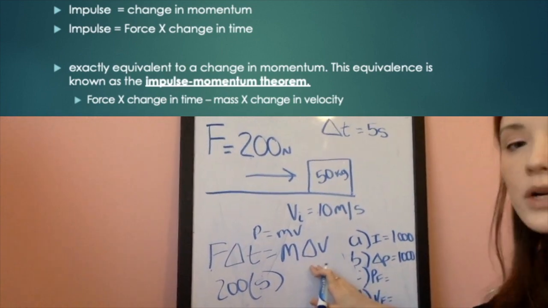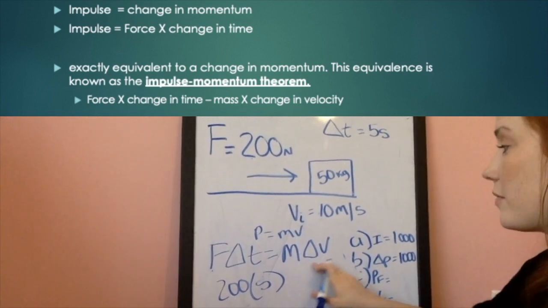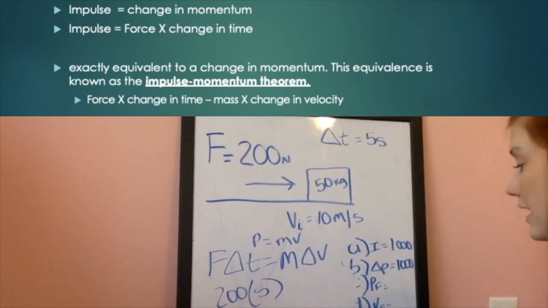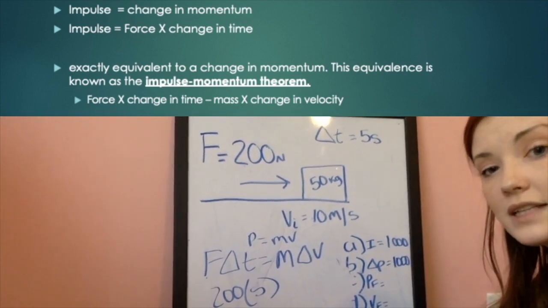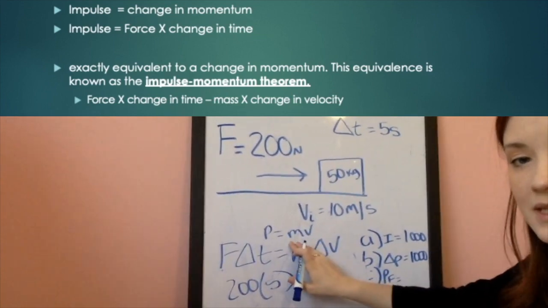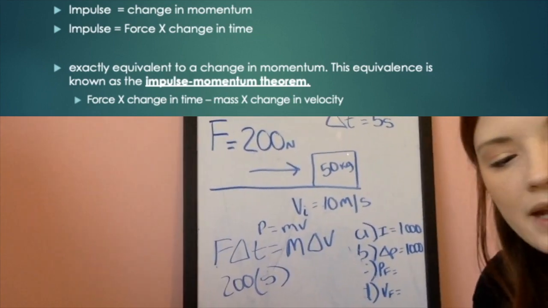But we still have to work with this part of the problem and figure it out, because we have a change of velocity happening, and we want to figure out our final velocity, because we have to figure out our final velocity in order to find our final momentum. Okay, so let's go ahead and figure that out.